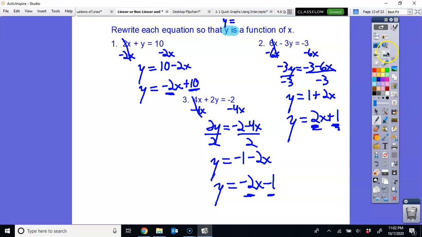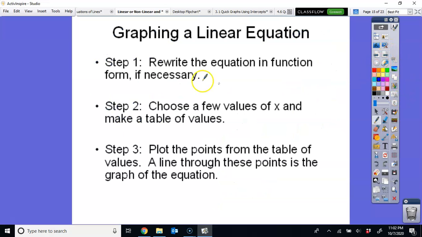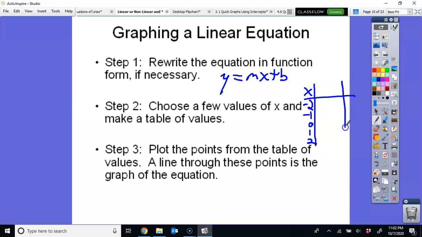Because here's what we can do with it. If we can get that y by itself, we can get it into function form, then we can choose some values of x and make a table of values. Meaning if we can get it to y equals mx plus b, then we can make a table of values by picking some numbers to plug in for x. Typically, negative 2, negative 1, 0, 1, and 2 are good numbers to plug in. And we plug it in to whatever the function is to get our y values over here.